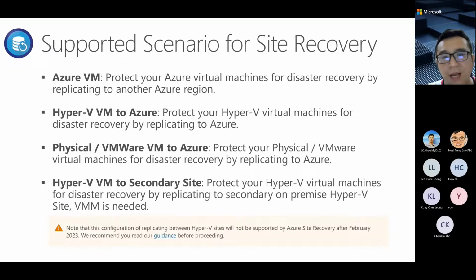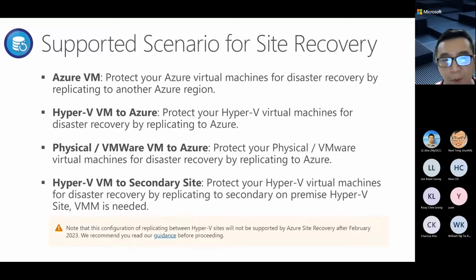Then the third one, other than Hyper-V VM on premise, we also have VMware or physical servers. How can I leverage this kind of infrastructure to replicate to Azure? It is supported. It's almost the same scenario as the second one, but it requires a little bit more components. Later I will explain.